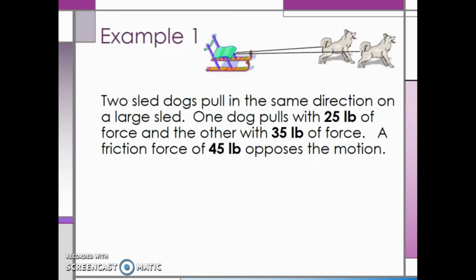One dog pulls with 25 pounds of force, and the other pulls with 35 pounds of force. A frictional force of 45 pounds opposes the motion. What is the net force acting on the sled?